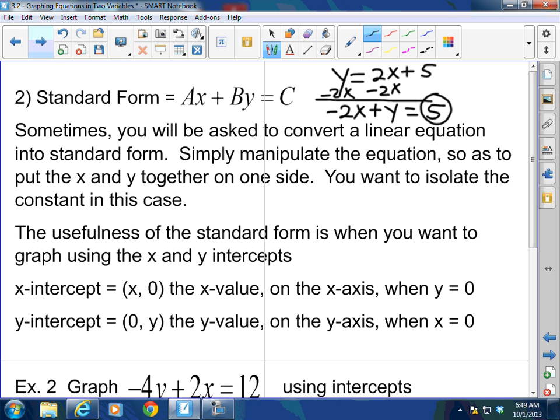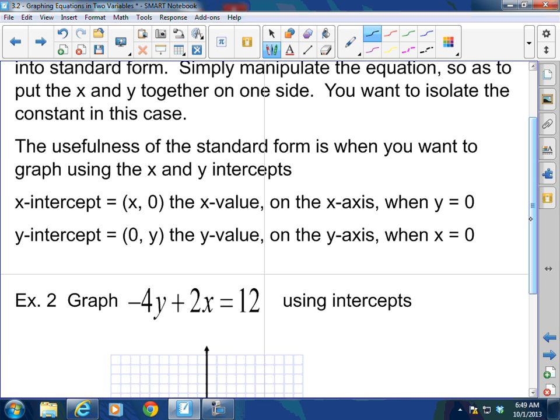When you intercept a highway, that means you hit the highway. You went into the highway. So an interception is kind of like an intersection. The x-intercept is basically the (x, 0) ordered pair. It is the x value on the x-axis when y equals 0. To find the y-intercept, that is the (0, y) ordered pair. It is the y value on the y-axis when x is 0.